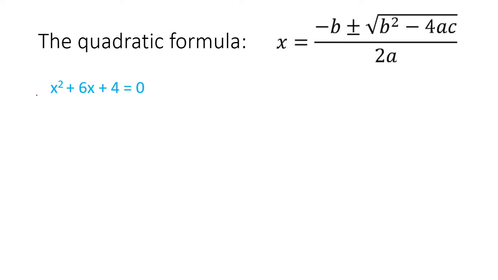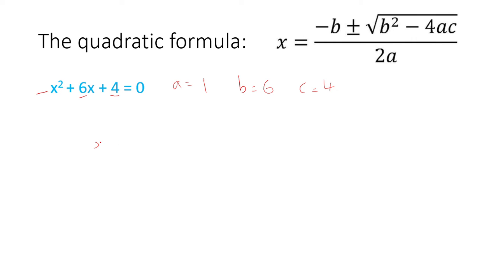So to start off with, we need to figure out what a, b and c are. So a, like I said before, is the coefficient of x squared. There's no number here, that means it's a 1, so a is 1. b is the coefficient of x, the number in front of the x, which is 6. And c is the constant at the end, which is 4.